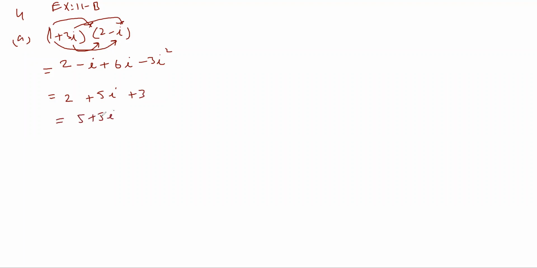Whenever you're simplifying a product or a division or a sum, your answer should always be in this form, a plus iota b. The real part and the imaginary part separated, okay?